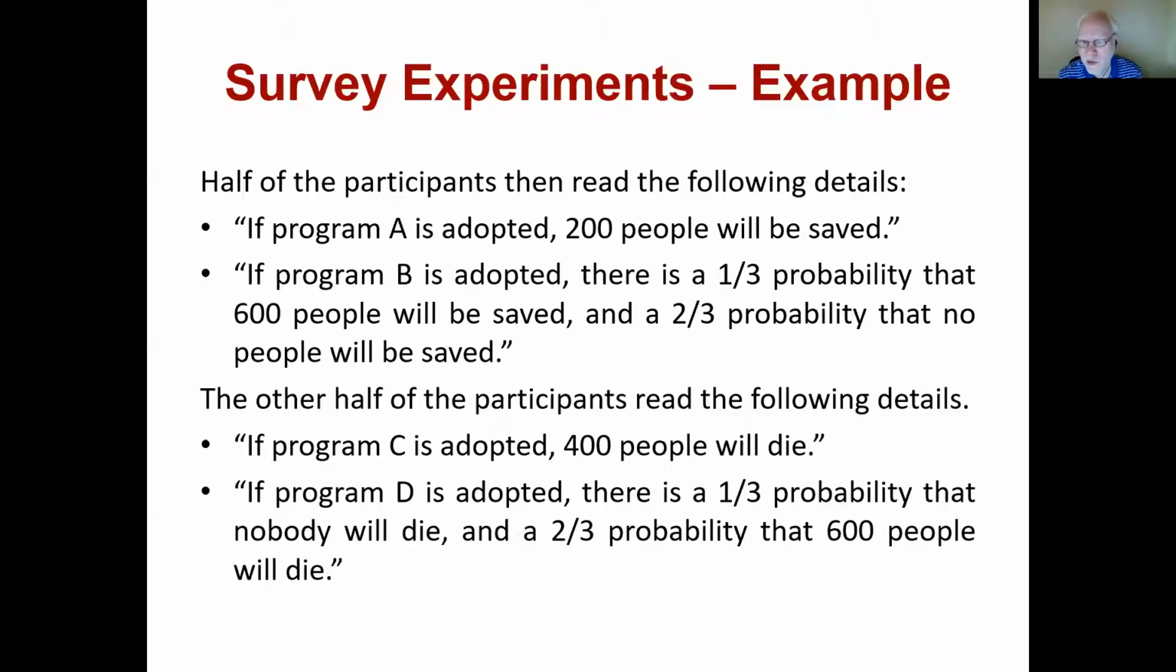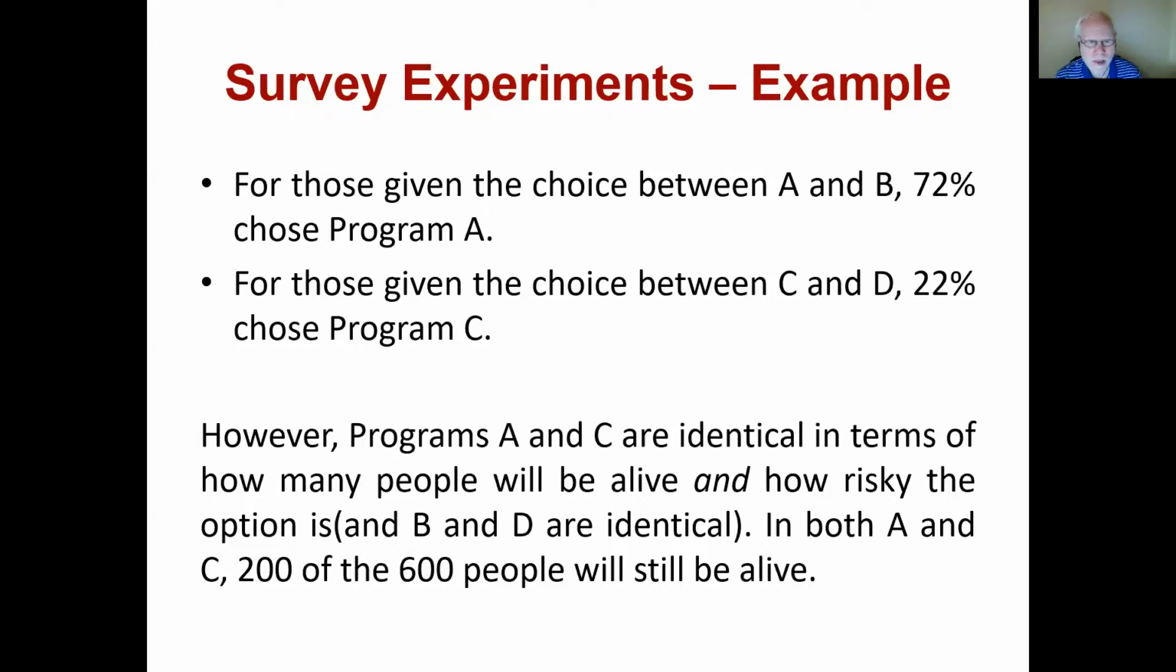Other than that, in terms of the risk, so what is the risk, or is it a sure thing? That's the only difference between A and B, and between C and D, because the expected values are the same. But for those given the choice between A and B, 72% chose program A. Program A was the sure thing: 200 people will be alive, and it's a sure thing.